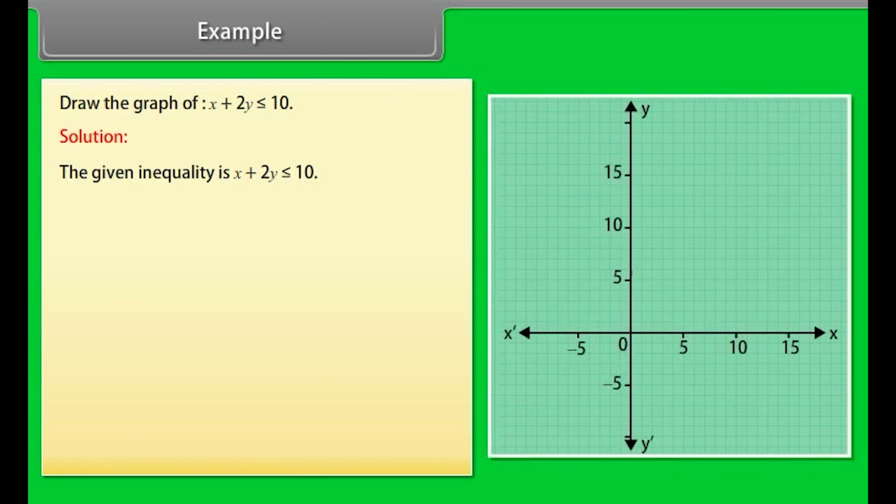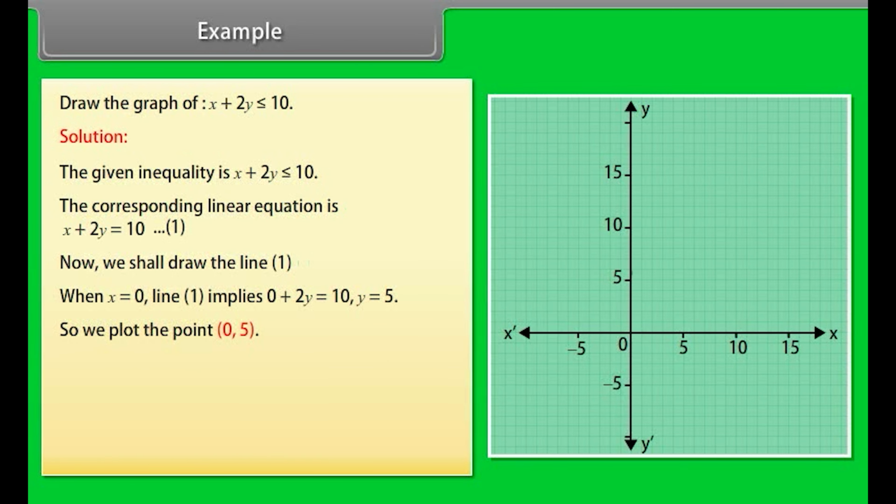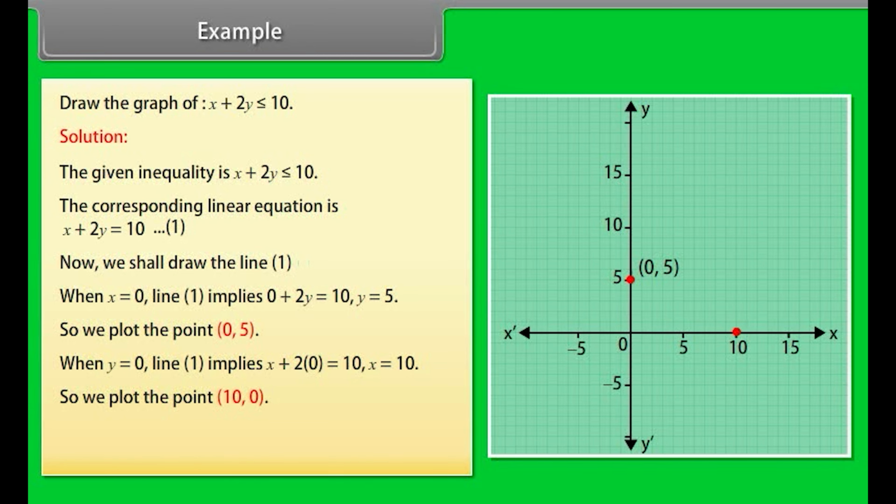Solution: the given inequality is x plus 2y less than or equal to 10. The corresponding linear equation is x plus 2y is equal to 10. Name it as 1. Now, we shall draw line 1. When x is equal to 0, line 1 implies 0 plus 2y is equal to 10, so y is equal to 5. So, we plot the point 0, 5. When y is equal to 0, line 1 implies x plus 2 into 0 is equal to 10, so x is equal to 10. So, we plot the point 10, 0.